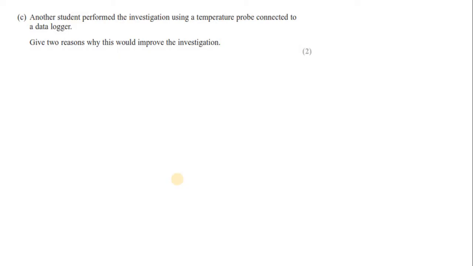Part C. Another student performed the investigation using a temperature probe connected to a data logger. Give 2 reasons why this would improve the investigation. A typical question. You are using a probe to read the data, so of course the probe will have a large number of readings. There is less reaction time. You can measure time and temperature simultaneously, and of course with a large number of data, an accurate graph will be plotted. So these are typical answers you always write.